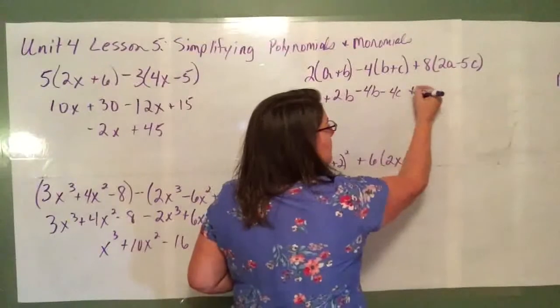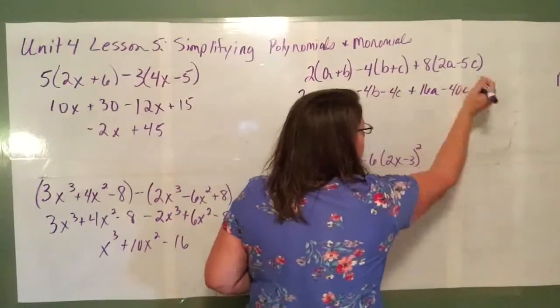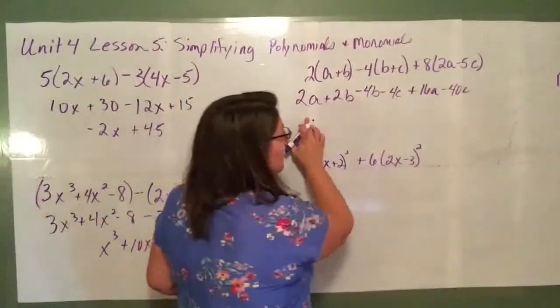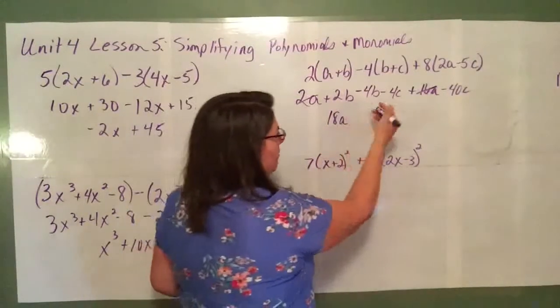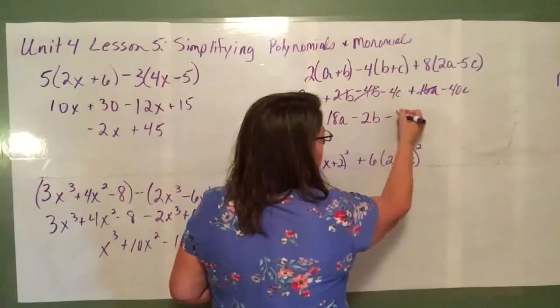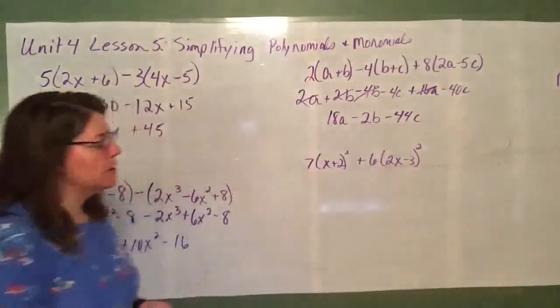And then 8 times 2a is 16a. 8 times negative 5 is negative 40c. And then at this point, I would add like terms. So 2a plus 16a is 18a. 2b minus 4b is negative 2b. And then negative 4c minus 40c is negative 44c. And that's all we can do with that one.